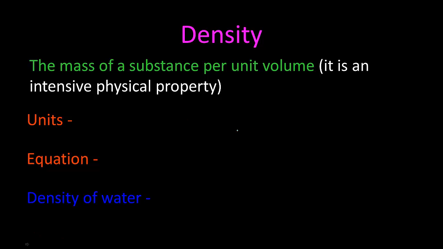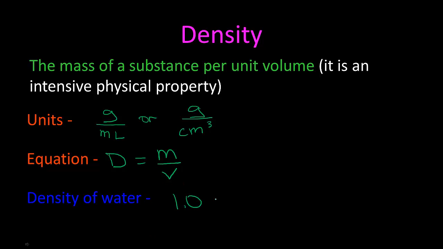Density is the mass of a substance per unit volume. So I'm going to write that in the equation down here. It's mass per unit volume. The units that we use for mass are grams, and the units that we use for volume are milliliters. We could also use cubic centimeters for volume. So the units for density are grams per milliliter or grams per cubic centimeter. The density of water is 1 gram per milliliter. That means one gram will take up 1 milliliter of volume.